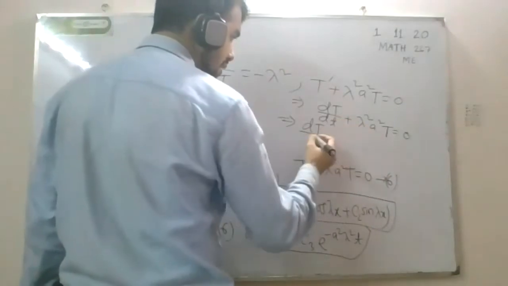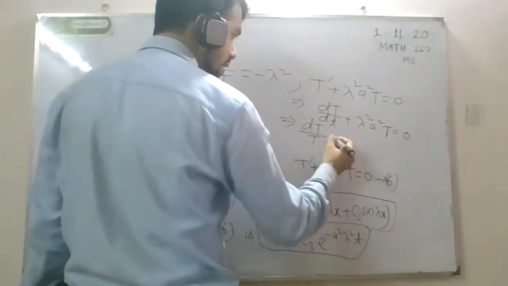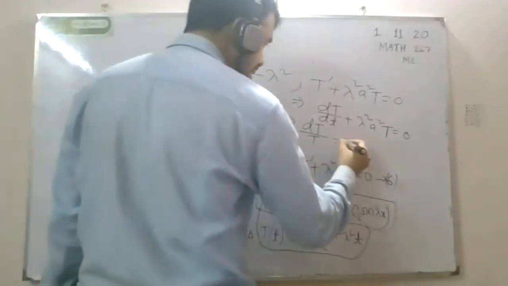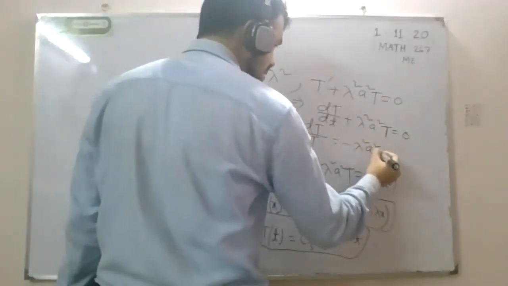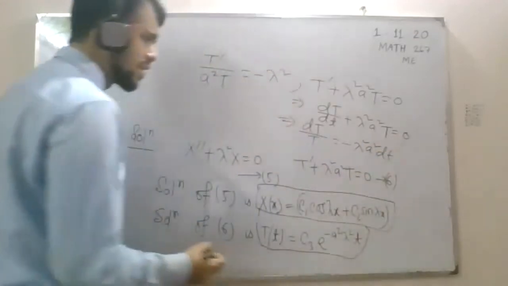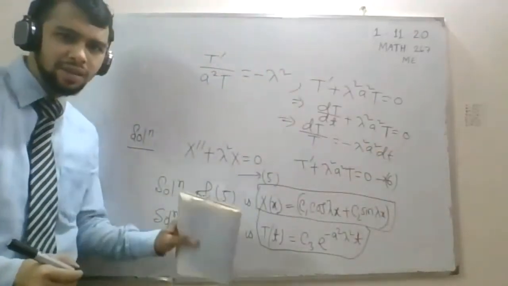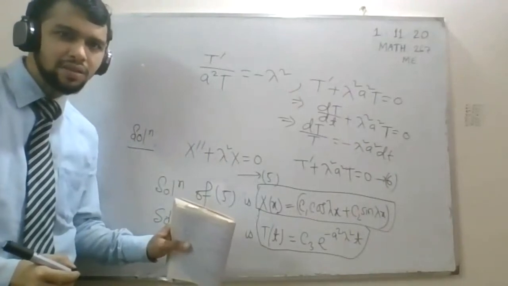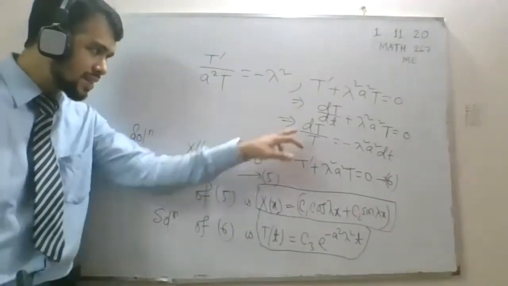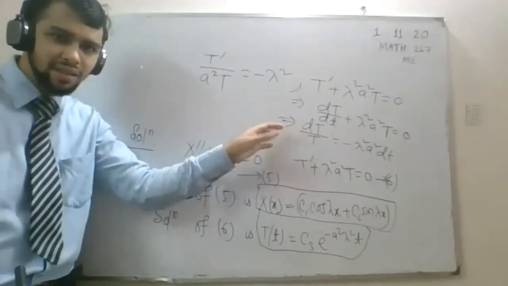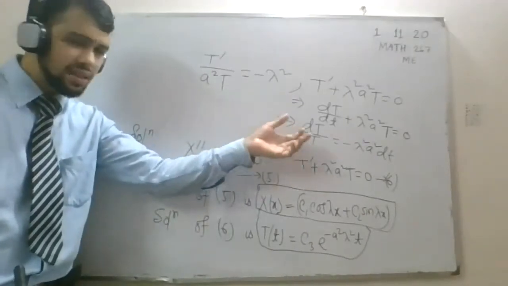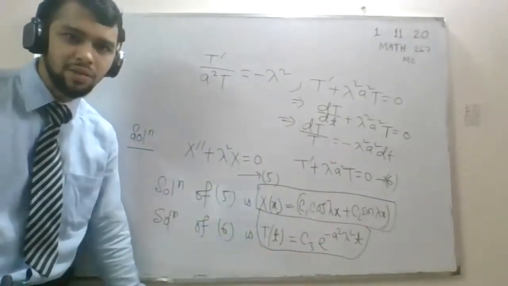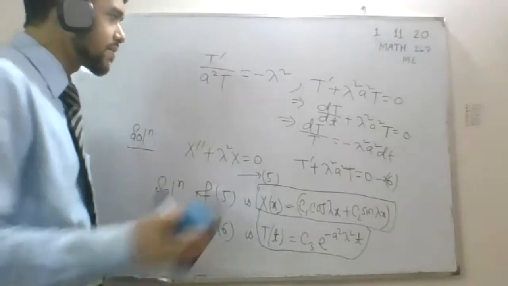Okay, so here you can say this, minus lambda square a square dt. Okay, এখন তো পারবে তাই না? Yes, so you have to integrate this equation. After that, it has the log t, then the solution. Okay, so this is so easy.